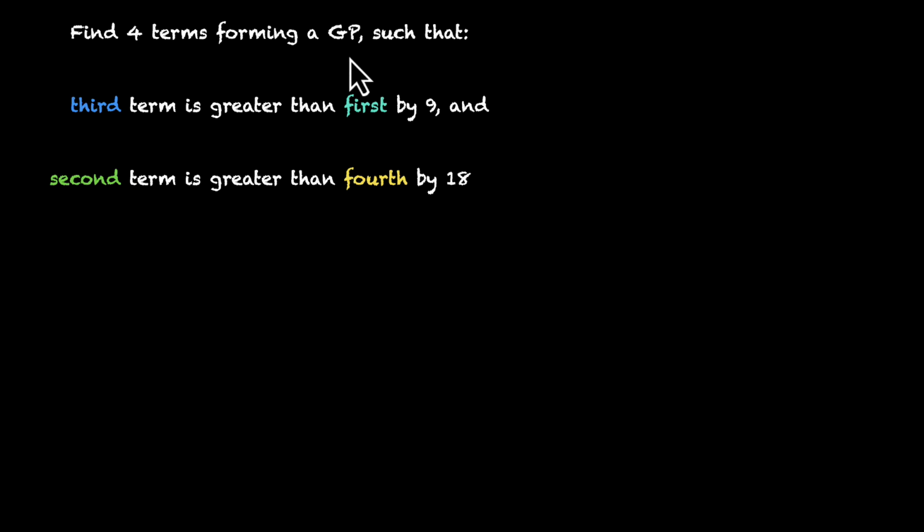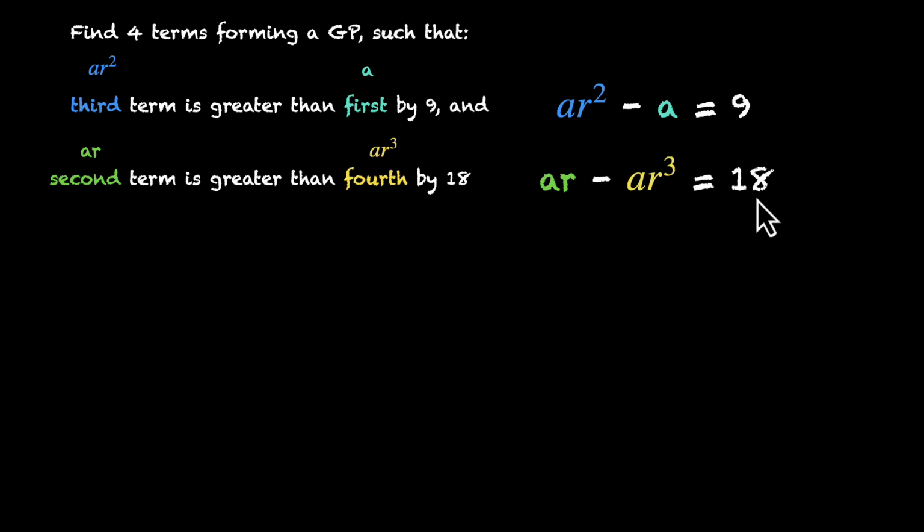So we know that these terms are forming a GP. So we can say that the first term is A and the common ratio is R. That makes the second term AR, the third term AR square and the fourth term AR cube. Now that we have these terms written out, we can convert this from English to math. The third term is greater than first by 9, which means AR square minus A is equal to 9. Their difference is 9. The second term is greater than fourth by 18. So AR minus AR cube, that's equal to 18.